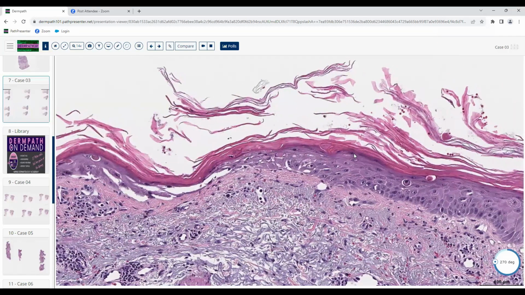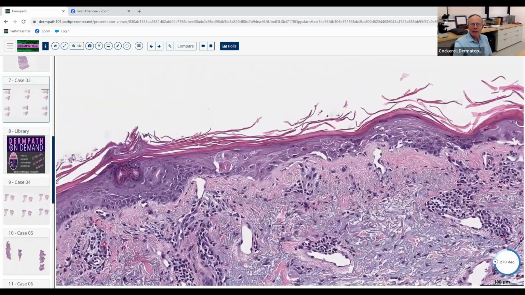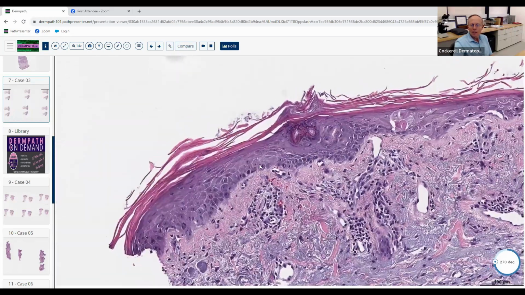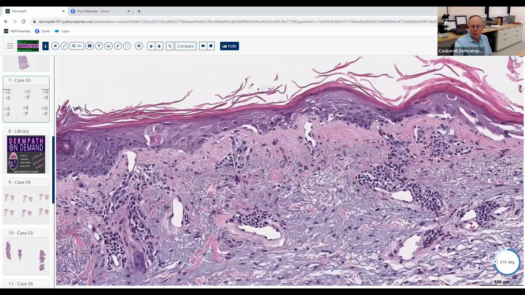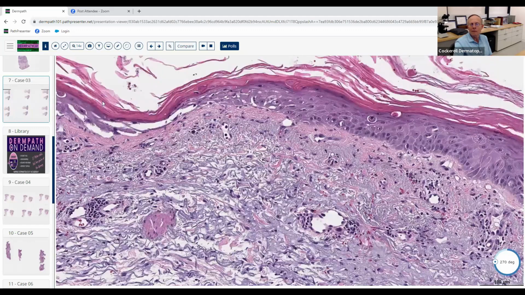What do you think this would look like clinically? It would have a scale on it. Good. Excellent. It's going to be scaly, probably a little bit red. It's got some dilated blood vessels. It's on sun-damaged skin. So what's the differential diagnosis of conditions that give you a superficial perivascular dermatitis with vacuolar alteration and dyskeratotic keratinocytes? What do you think about?